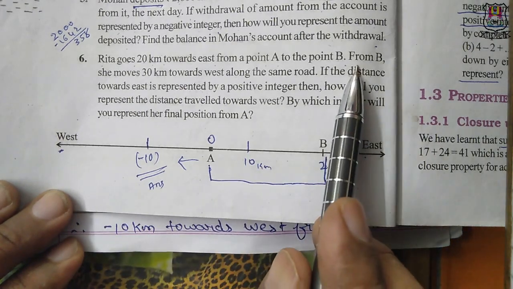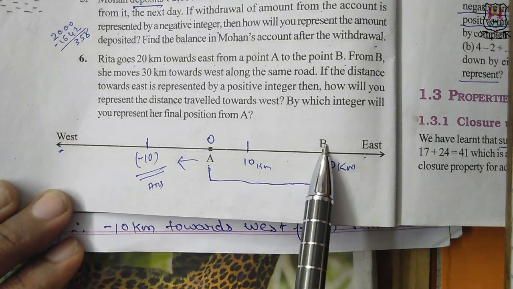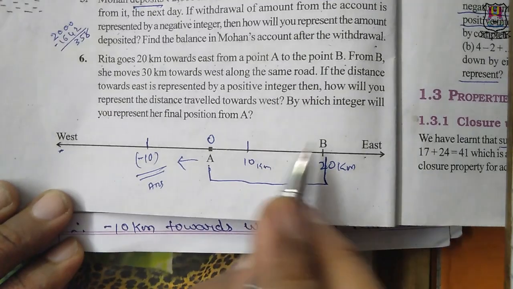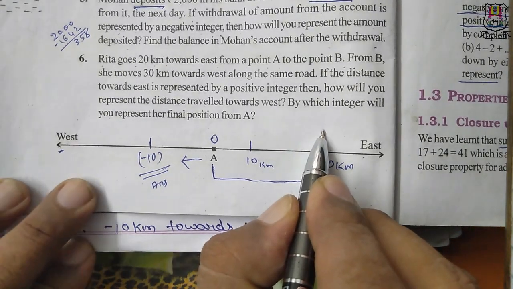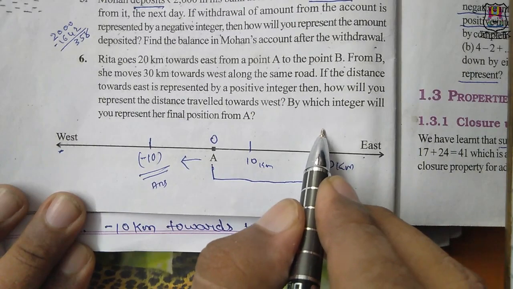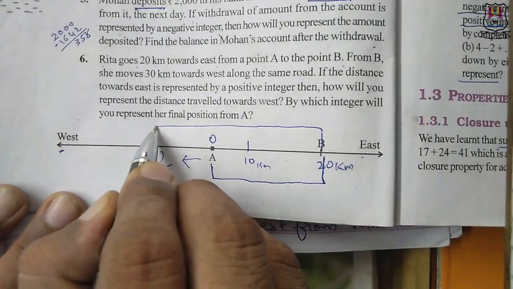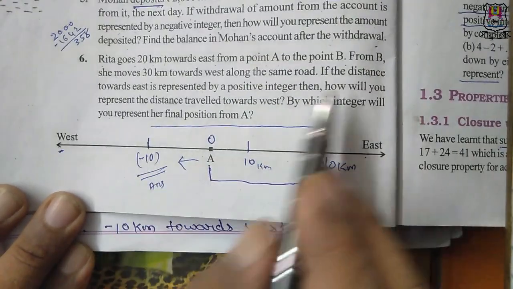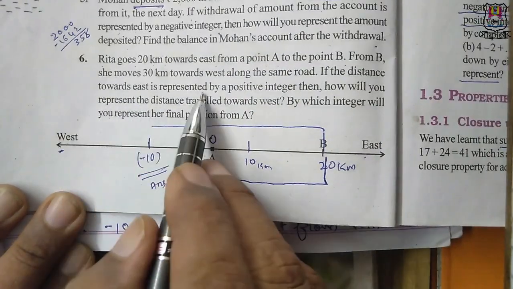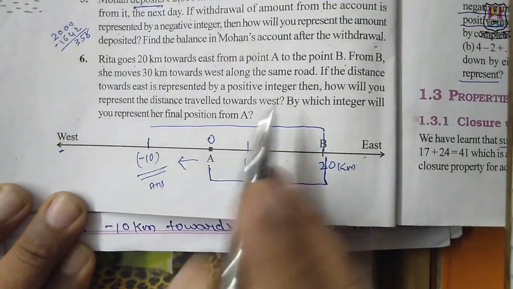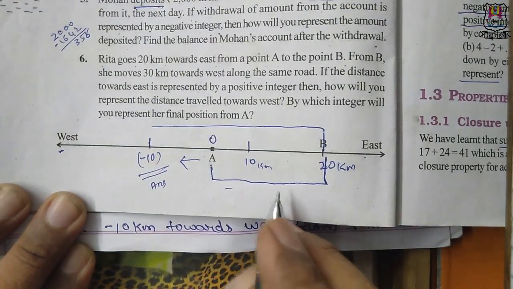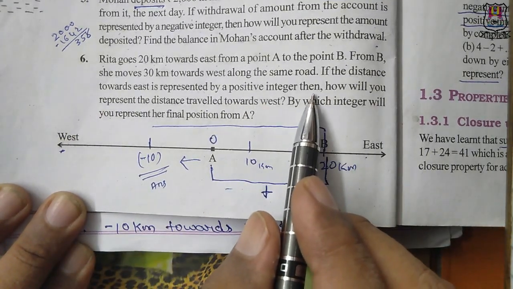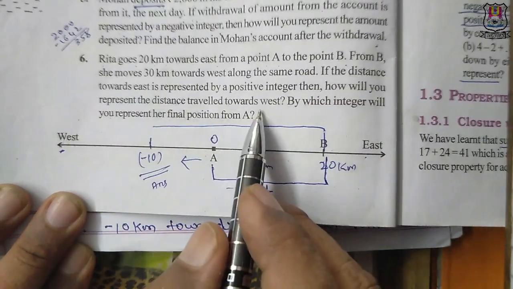Let's read the question. Now from point B, so this is our point B, she moves 30 kilometers towards the west. So now from here she moves towards the west, and west is on our left side. So 30 kilometers is over here, along the same road. If the distance toward east is represented by a positive integer, so when we are moving in the east direction, it is represented by the positive integer, then how will you represent the distance traveled toward west?